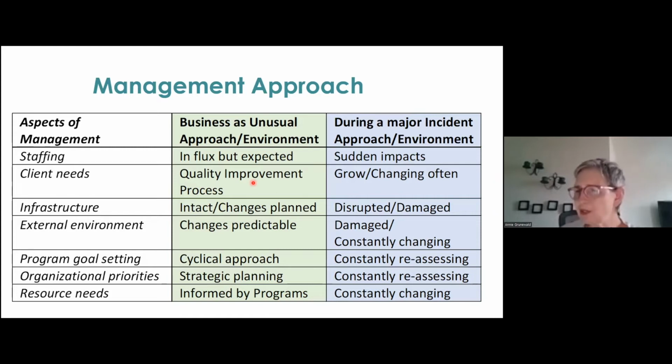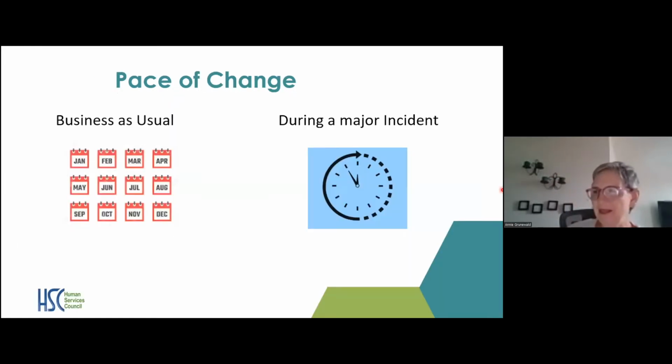Then your approach to goal setting, organizational priorities. Again, you probably have a beautiful cycle where quarterly you look at goals, you do strategic planning every 3 or 4 years. Well, in disaster environments and recovery environments, you have to constantly reassess what's happening and change what your goals are, change what your priorities are. So that is the environment in which you're dealing with, and we can look at it.